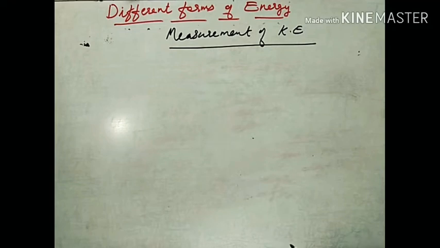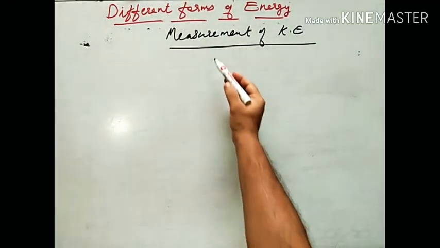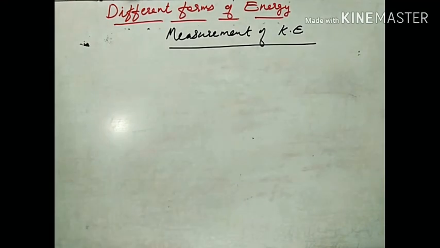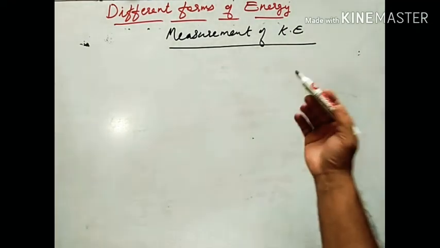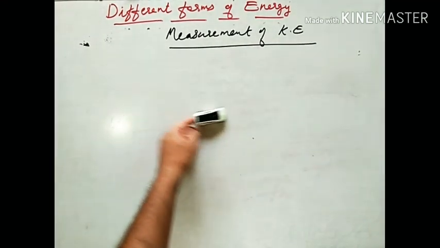Okay. Very good. Now the next form of energy to be measured is kinetic energy. We have learned about kinetic energy, so we should know how to measure it using a formula. Of course, we derive formulas in physics for measuring a physical quantity. So let us see how kinetic energy is measured. You know that kinetic energy is the energy possessed by a body in motion.